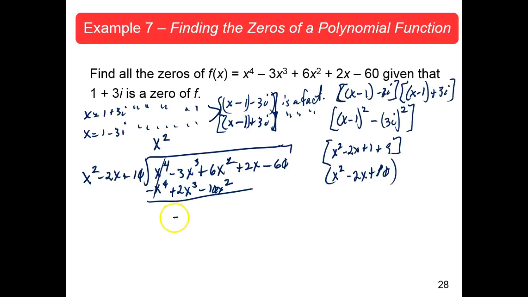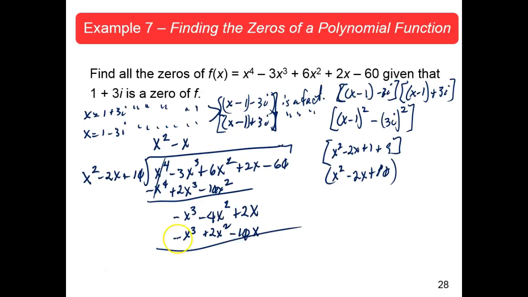What does that give us? Negative x cubed minus 4x squared. And then what do we do? Plus 2x. Bring down the 2x. Now what? Divide again. X squared into minus x cubed will go minus x times. And then we do what? Multiply. Minus x times x squared is minus x cubed. Minus x times minus 2x is what? Plus 2x squared. And minus 10x, right? Okay.